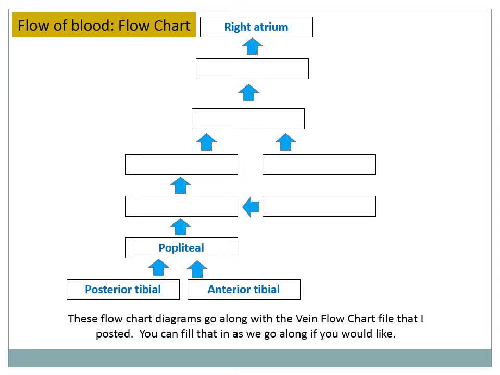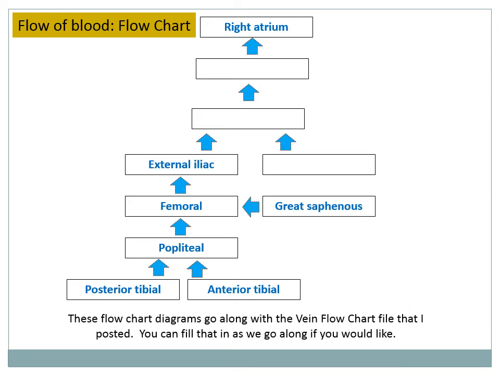We also have our great saphenous vein that's running from our ankle all the way up to our femoral region where it ends. So both our popliteal and our great saphenous vein are going to dump their contents into the femoral vein. Your femoral vein dumps its contents into the external iliac.